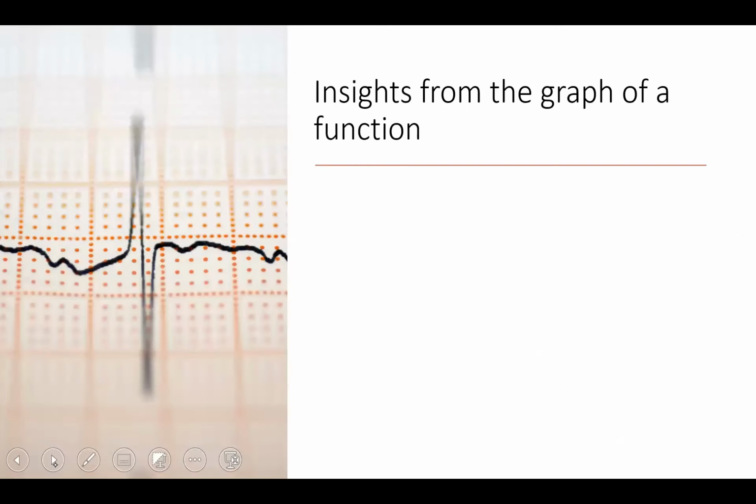Now, a bit of insight from a function perspective. If you look at y equals x squared, then we can draw it out. This graph is like this.